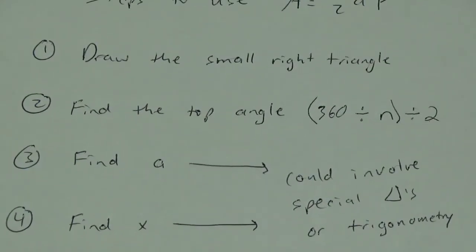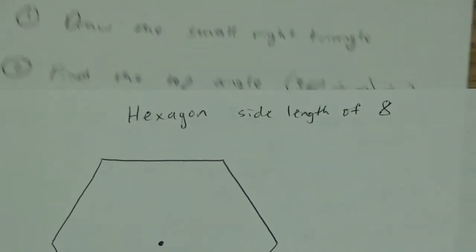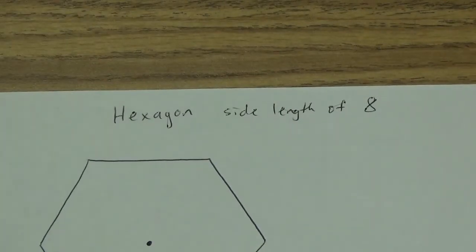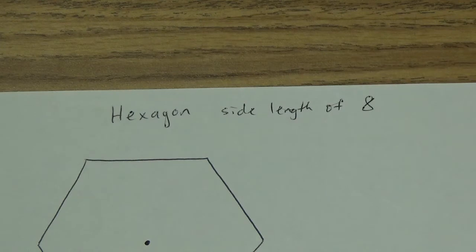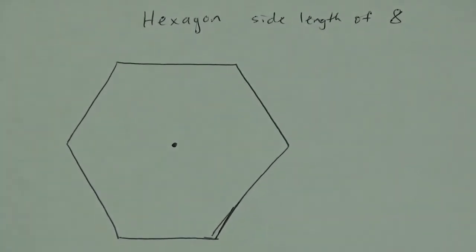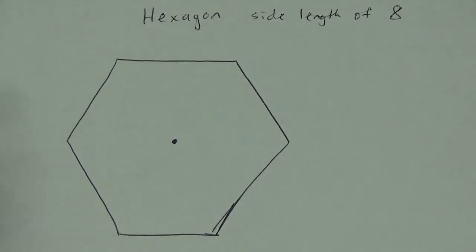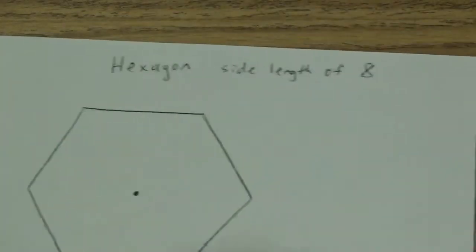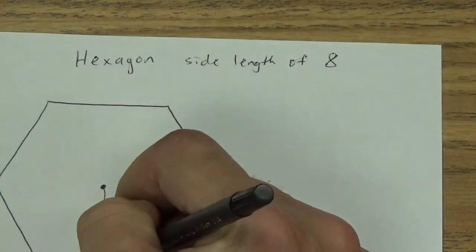I'm going to do an example for you. I'm really going to do 3 examples, and I'm going to walk through each of those steps as I do the example. So we're going to start with a hexagon that has a side length of 8. And I may bring that list of 6 steps back into the picture every now and then so you can see what's going on. Hexagon, side length of 8. So the very first thing I'm going to do, remember step 1, draw the small right triangle. So I'm going to draw straight down for the apothem.